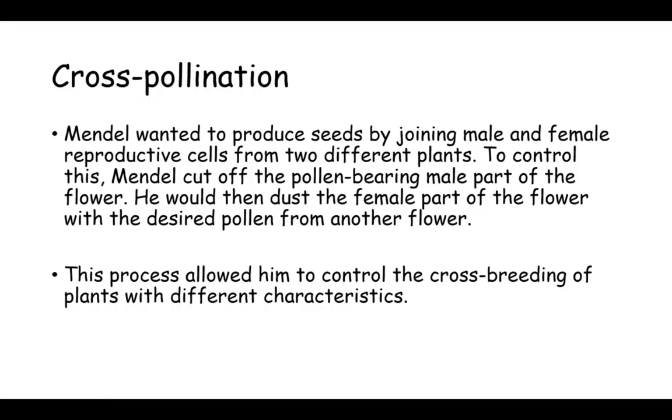To control this, Mendel cut off the pollen-bearing male part of the flower. He would then dust the female part of the flower with the desired pollen from another flower. This process allowed him to control the crossbreeding of plants which had different characteristics.